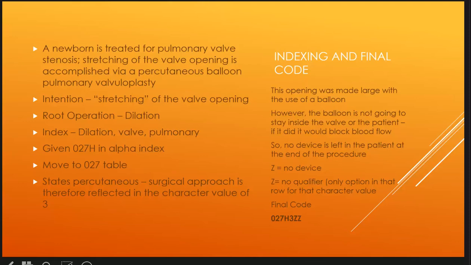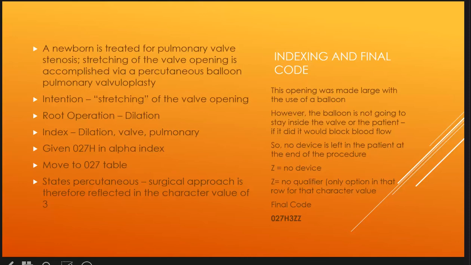You're going to index by the root operation term, dilation, then the anatomy. And the anatomy is valve and pulmonary. When you go dilation, valve, pulmonary, and the alpha index, you end up being given 027H. Then you move to the 027 table to finish your code.